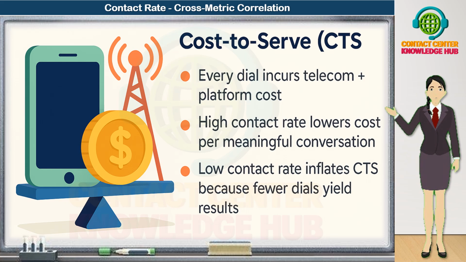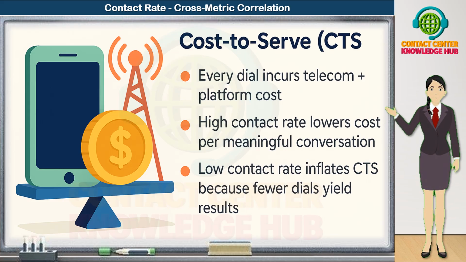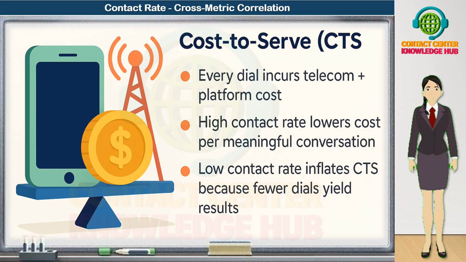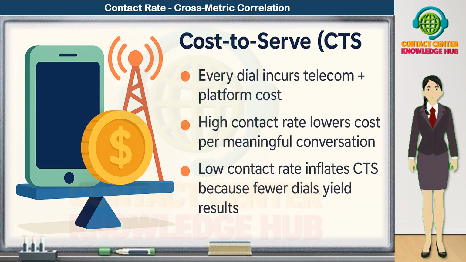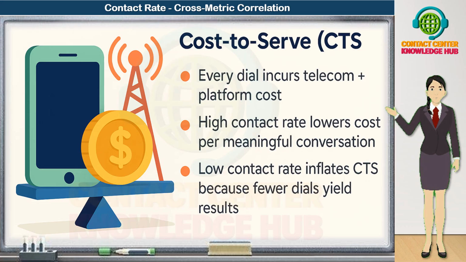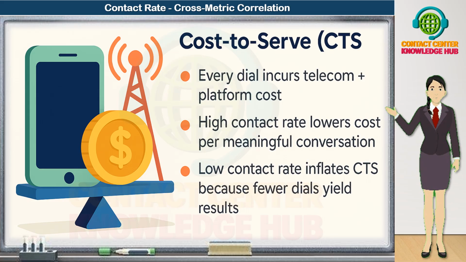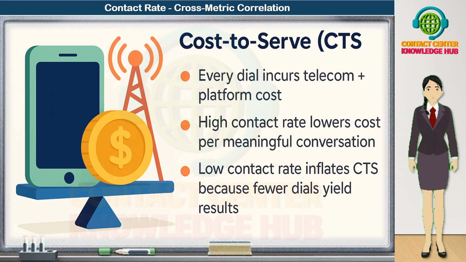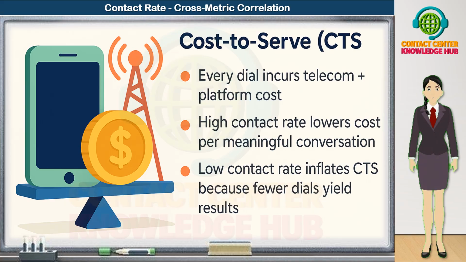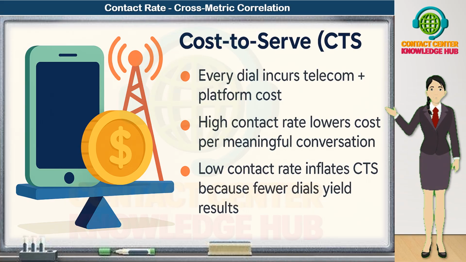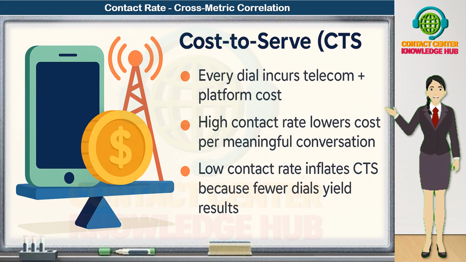Most dials fail to reach the right person, so operational costs remain constant while business outcomes decline, causing the cost to serve to rise significantly. In other words, a strong contact rate stretches every dollar further, while a weak one drains resources without delivering returns. Impact: high contact rate equals lower cost to serve and higher efficiency. Low contact rate equals inflated costs, wasted effort, and reduced profitability.